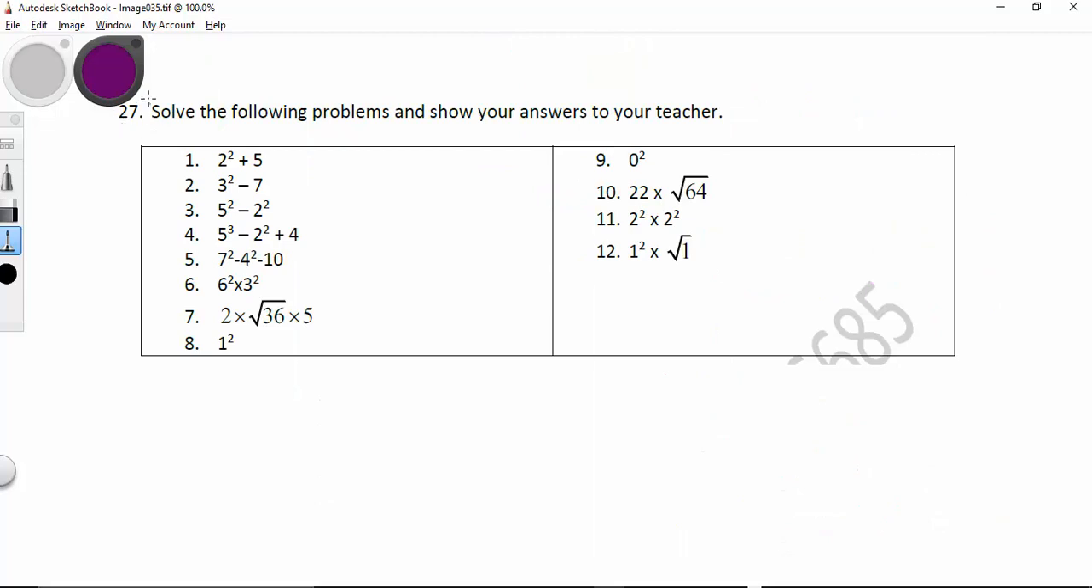Now we are going to learn exercise 27. These problems are similar to the problems that you solved using BEDMAS. The only thing that I want to highlight here is that the way 2 squared is an exponent, square root of 36 is also an exponent. And what does that mean? It means this one has the priority just after the brackets.